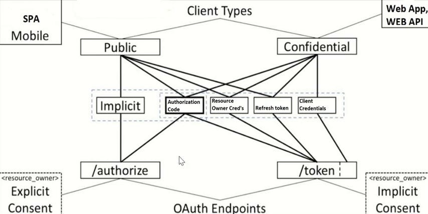The most common ones are the implicit grant type, authorization code, resource owner credentials, refresh token, client credentials, and device type. There is one more, which is used to authenticate and authorize your home appliances like television sets. So these are the various grant types specified by the OAuth 2.0 specification or framework.